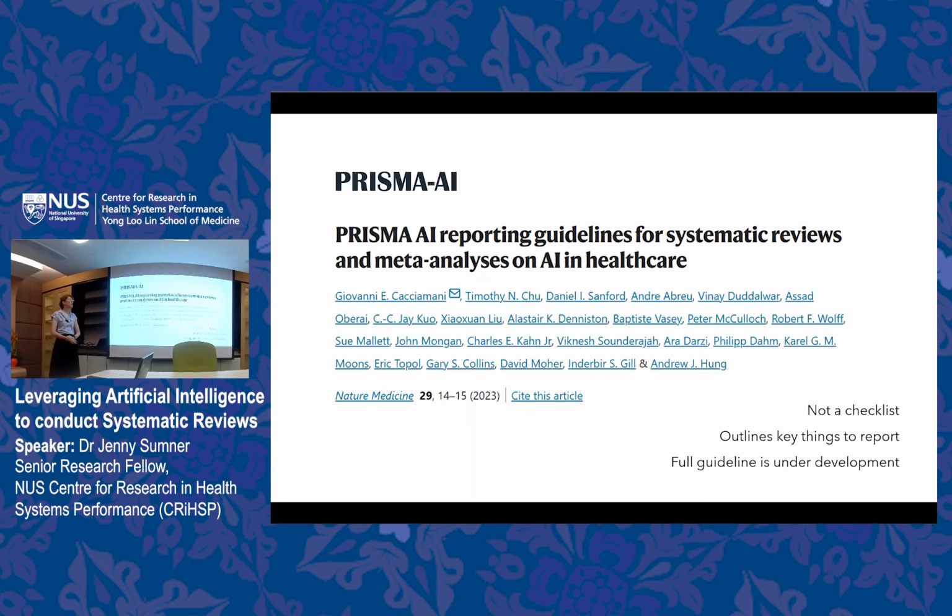Prisma is coming out with some AI guidelines. They're not quite there yet. They do have a paper that outlines key things that you should report in your publication if you're using AI to support a systematic review. It's not a checklist like the traditional Prisma checklist, but it's an outline. Hopefully guidelines are out soon, because this paper was published in 23. So hopefully the full checklist is with us soon.